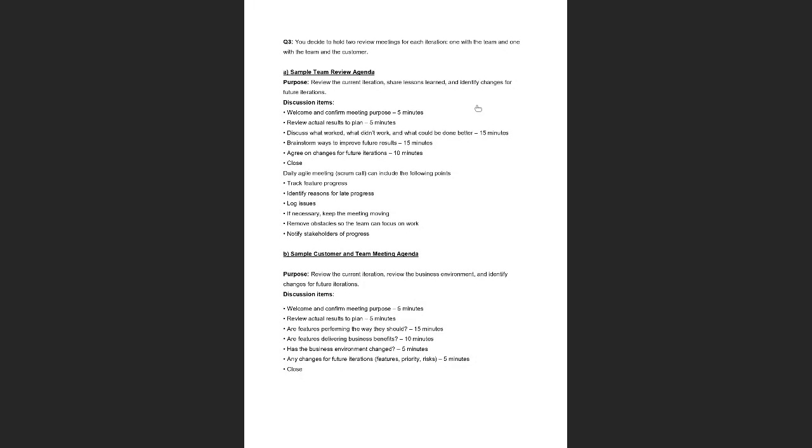The first part is the meeting agenda for discussion within your team. So this is the sample team review agenda. If you are a project manager, or Scrum Master in this case, and you have to conduct a meeting within your team, then this is how a template of the meeting agenda will look. First of all, you have to state the purpose of the meeting. The purpose of this adapt stage is to review the current iteration. The current iteration is basically the current work packages.